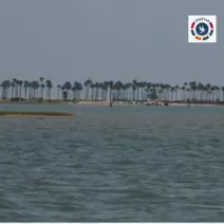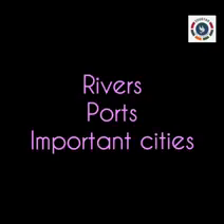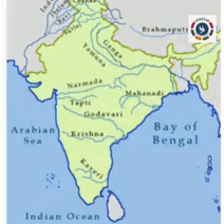Now we can see the rivers, ports and important cities in the western coastal plains. What are the rivers flowing in this region? That is Tapi, Narmada and Mandovi. These rivers drain into the Arabian Sea. They do not form deltas.